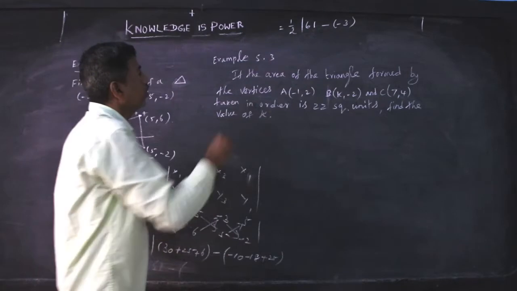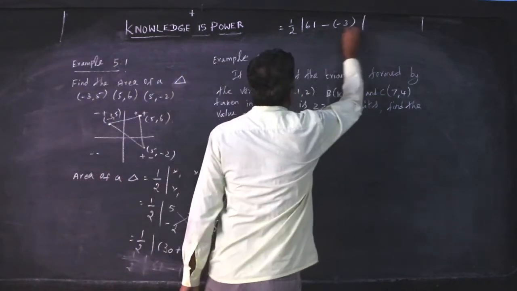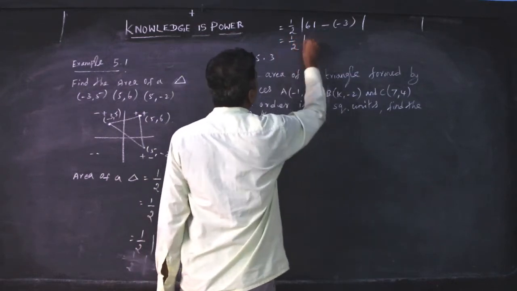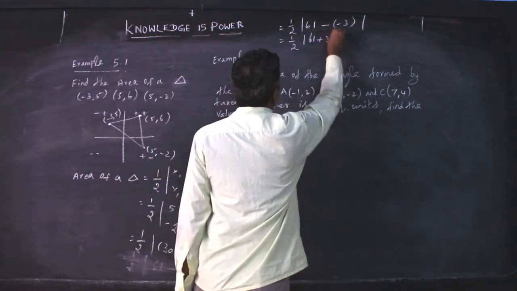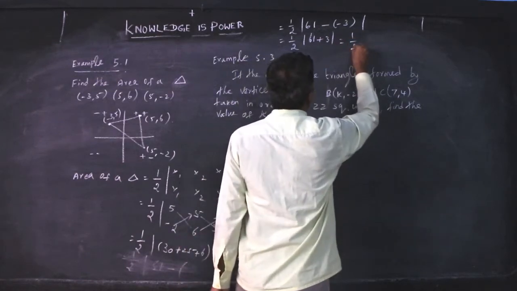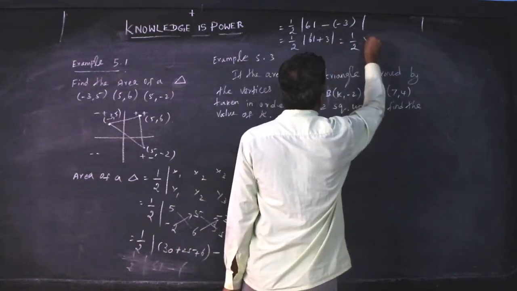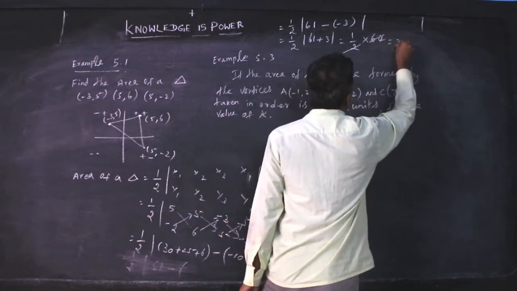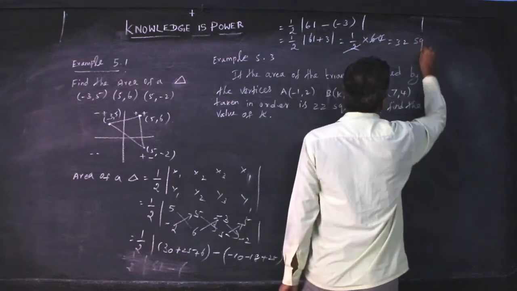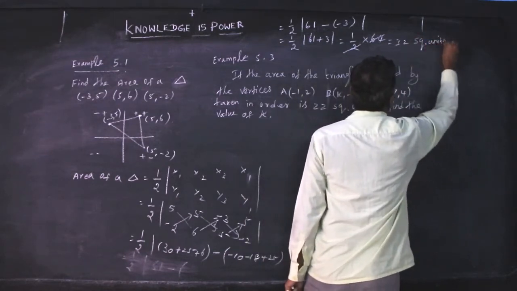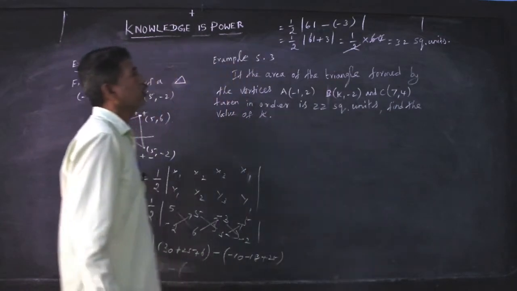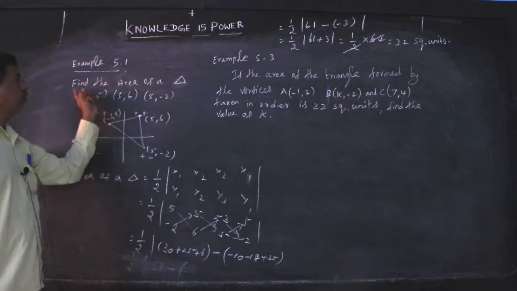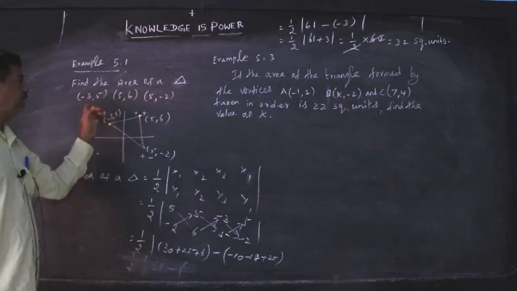Minus into minus is plus. So equal to 1 by 2 times 61 plus 3, which is 64. Multiply and cancel, and this will be 32 square units. 32 square units.